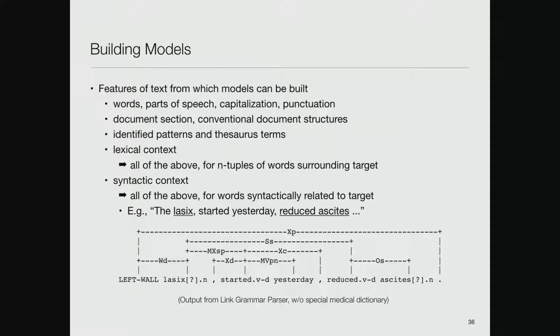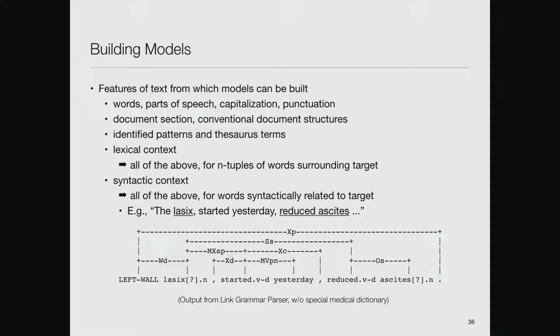This is a kind of kitchen sink approach that says, okay, take the text, tokenize it, look at every single token, and derive things from it. So the words that make up the token, the part of speech, how it's capitalized, whether there's punctuation around it, which document section it is in. Many databases have a conventional document structure. If you've looked at the MIMIC discharge summaries, for example, there's a prototypical way in which that flows from beginning to end, and you can use that structural information.